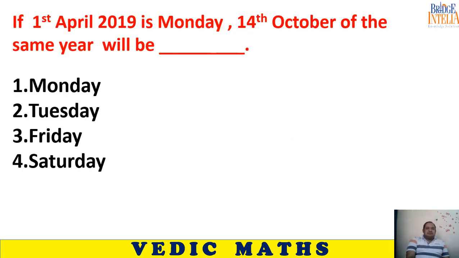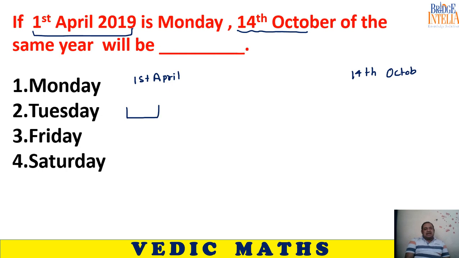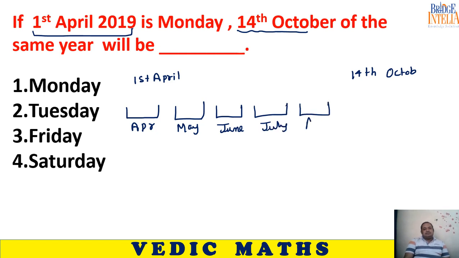Let's take one more example. 1st April 2019 is Monday. You have started counting from 1st of April and you have to find out which day of the week 14th October is. So you stop counting on 14th of October. That means you have taken the entire months of April, May, June, July, August, September, and 14 days from October.